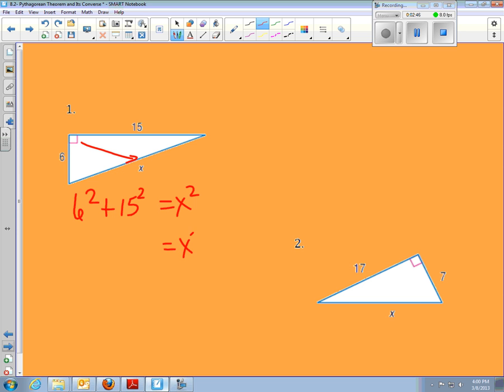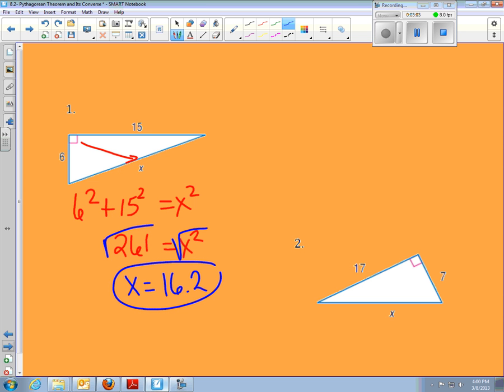And what you get for your total ends up being equal to x squared, which is our 261. Now, we want x by itself, not x squared. So think about the opposite of squaring something. Yeah, it's square rooting it. The square root of 261, we're going to just round that to one decimal place and get 16.2.